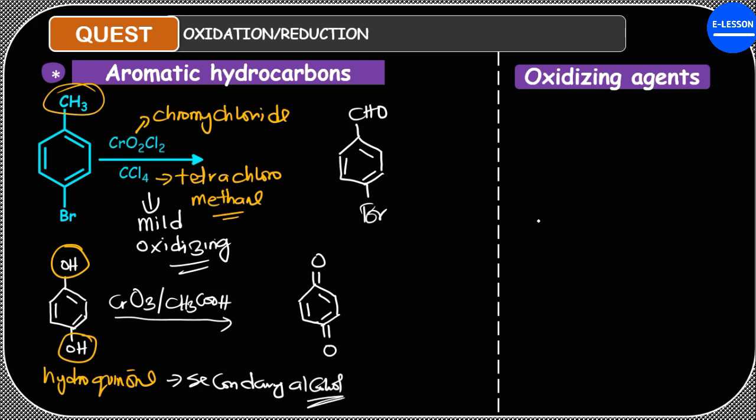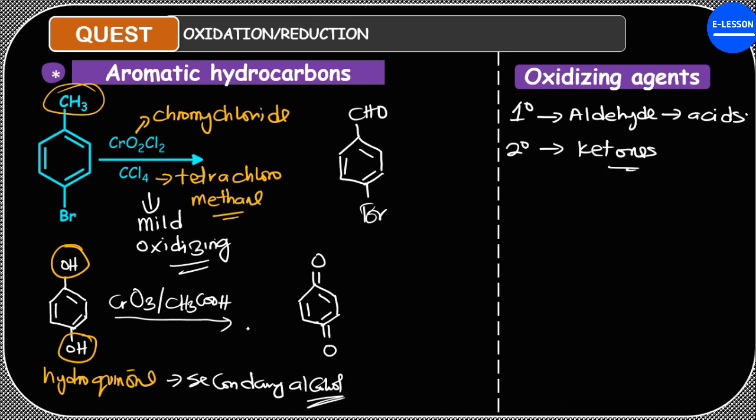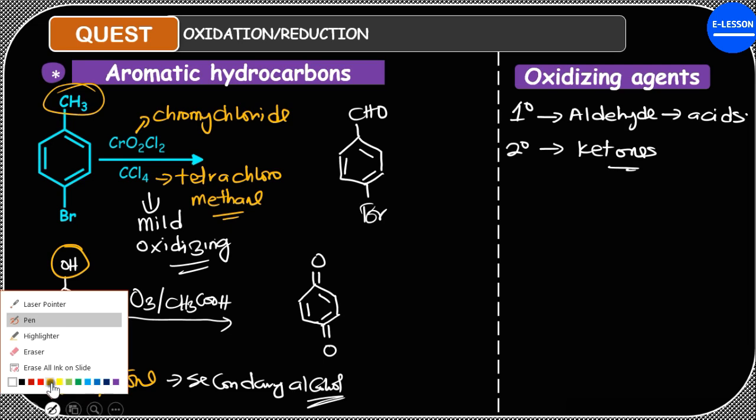And from the relationship, we said primary alcohols will always go to aldehyde, and then from aldehyde, if they are further oxidized, they will go to acids. While secondary alcohols are always oxidized to ketones, and then they will end there. Right? So this hydroquinone is a secondary alcohol which is oxidized to benzoquinone.